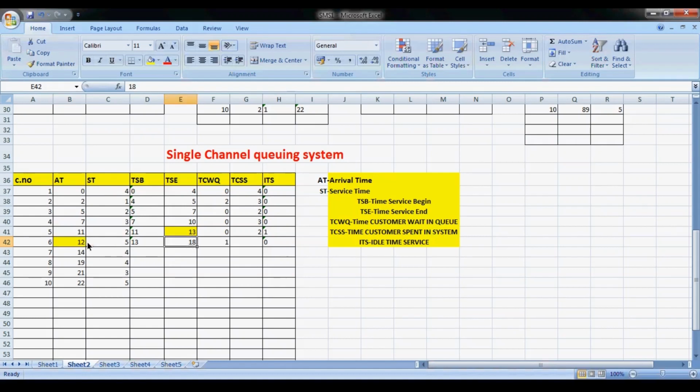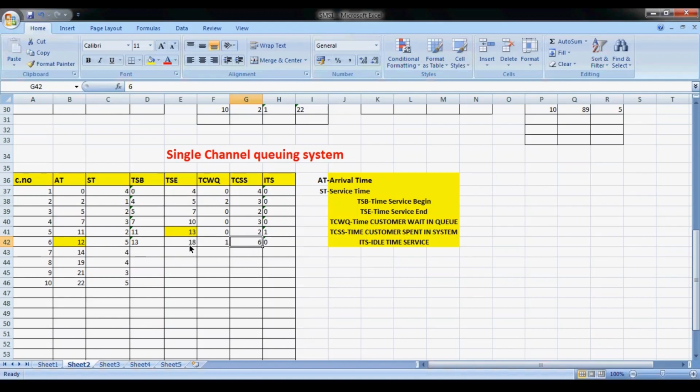So 18 minus 12 will give us 6. So 6 minutes the customer is going to be spent in a system. Another way of calculating the time customer spent in a system is the time customer waits in a queue plus the service time.